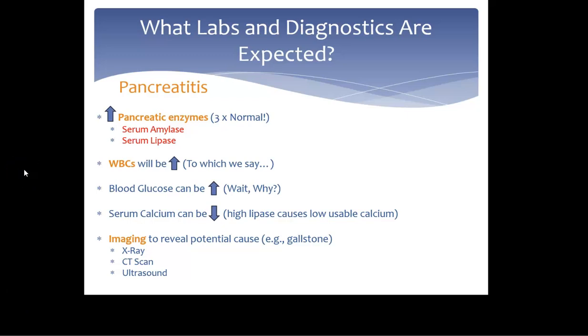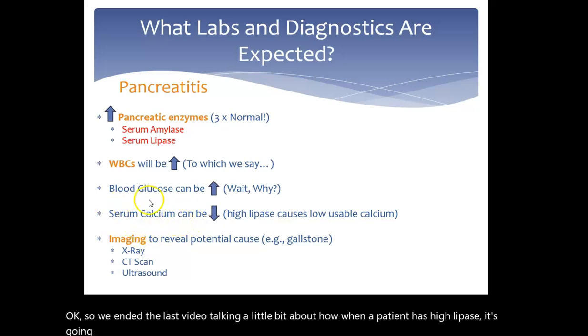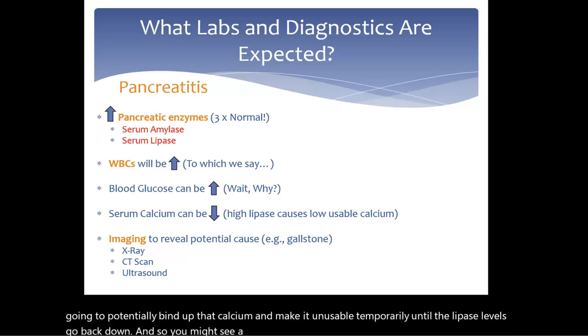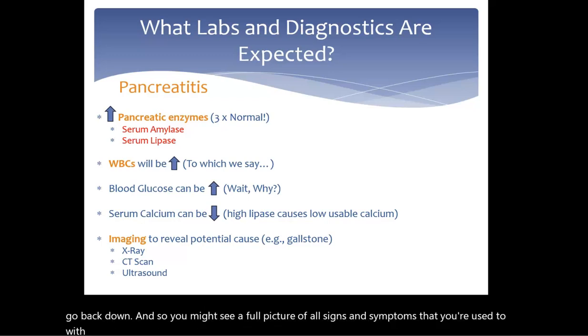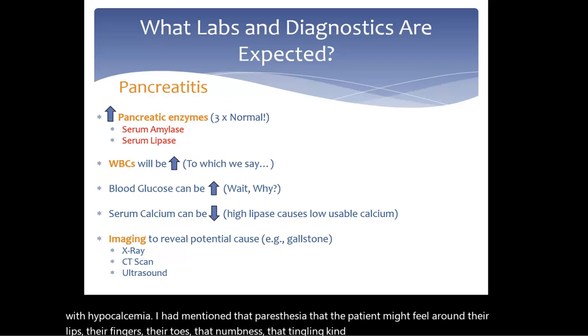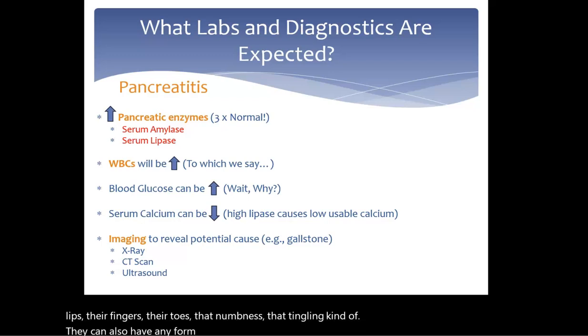Okay, so we ended the last video talking a little bit about how when a patient has high lipase, it's going to potentially bind up that calcium and make it unusable temporarily until the lipase levels go back down. And so you might see a full picture of all signs and symptoms that you're used to with hypocalcemia. I had mentioned that paresthesia that the patient might feel around their lips, their fingers, their toes, that numbness, that tingling kind of sensation. They can also have any form of tetany, so that muscle tightening, those spasms.